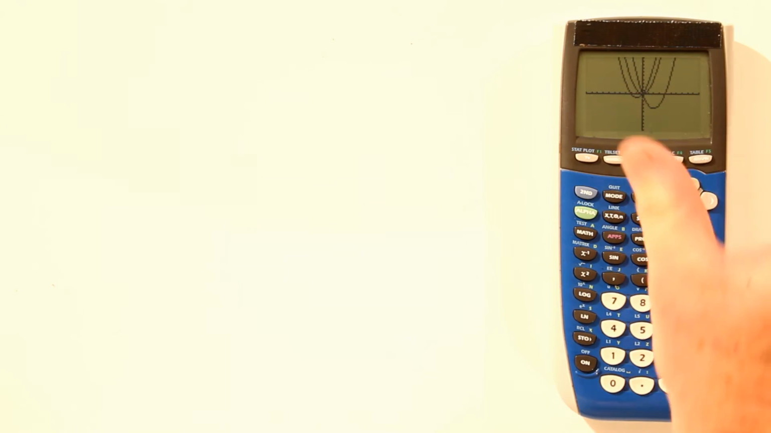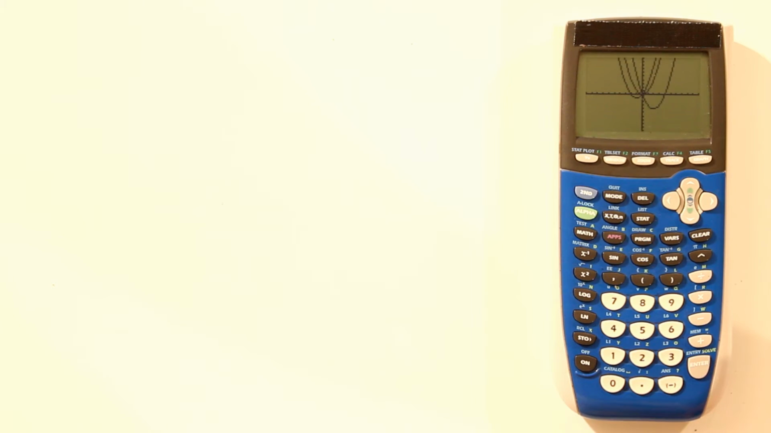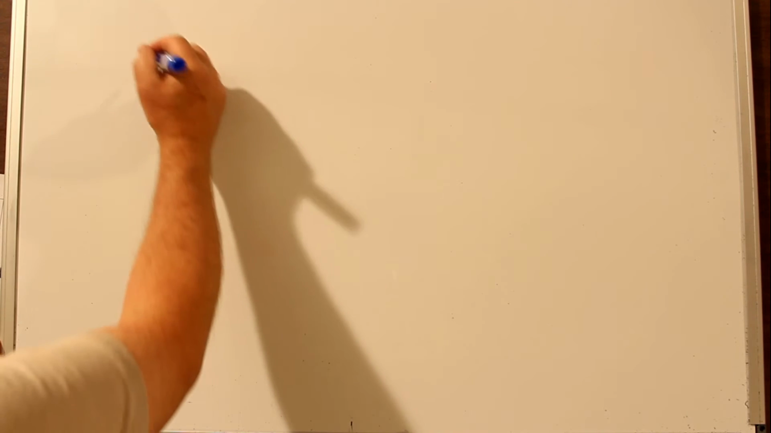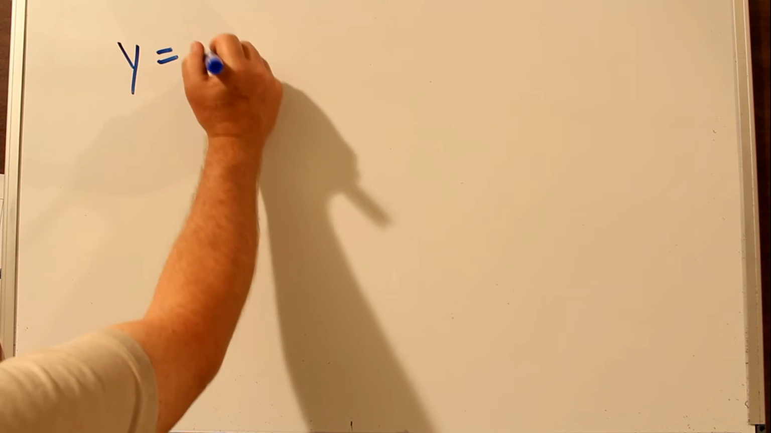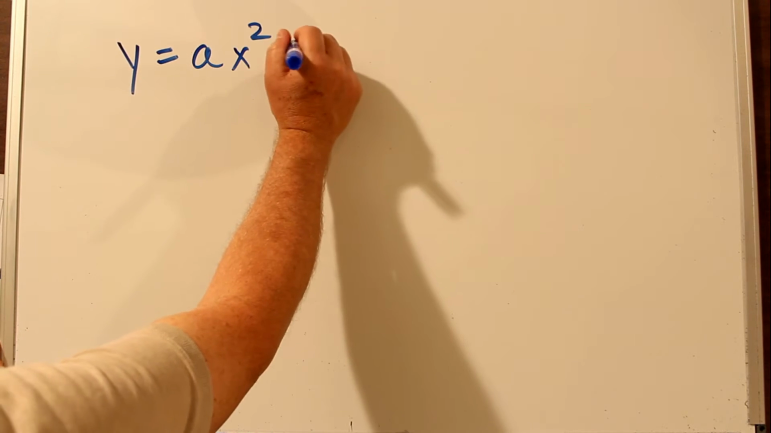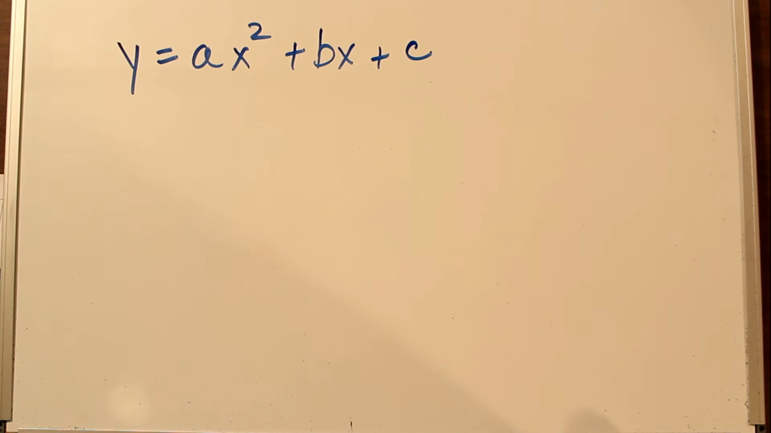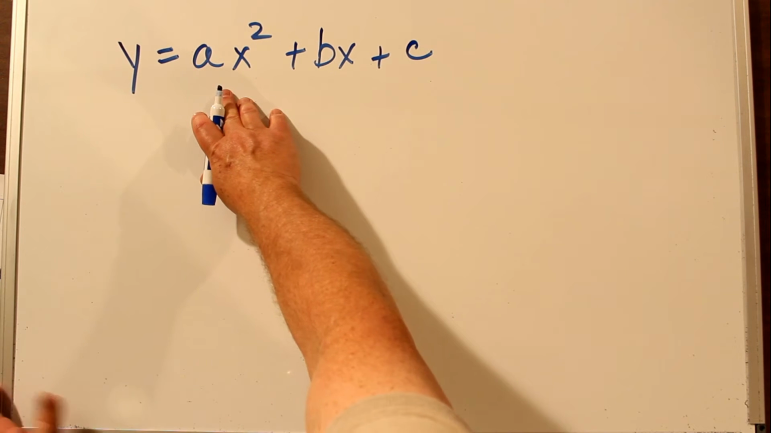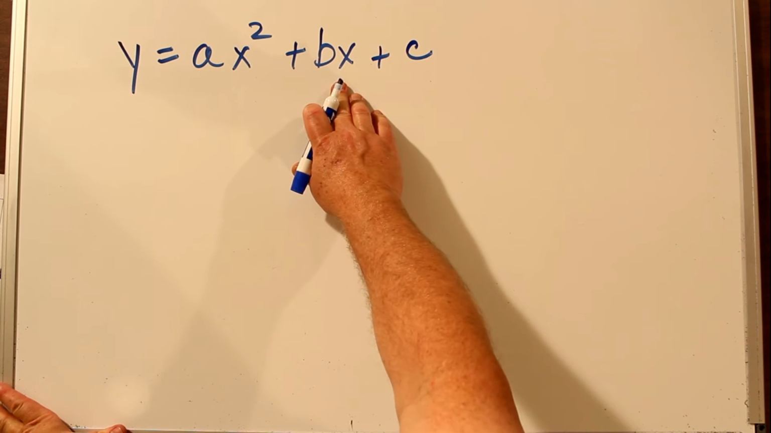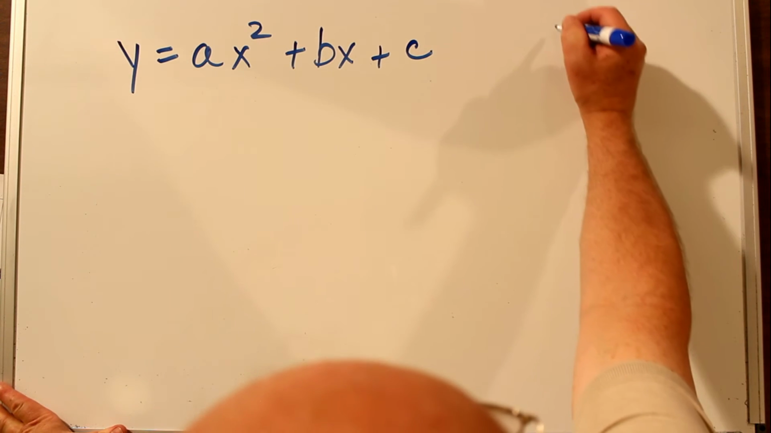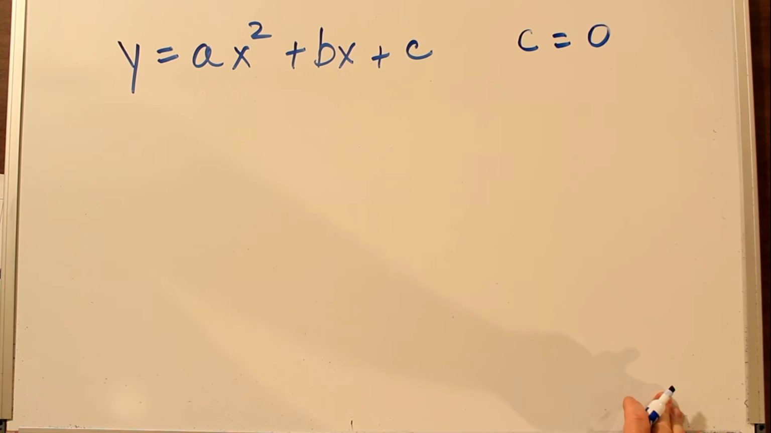But we do notice this double shift, and it's a little hard to see what's going on just from the graph. The generic formula for our parabolas is y equals ax squared plus bx plus c. And now we're looking at a parabola that has an x squared term and an x term, but no constant. So c equals 0 in the parabolas that we've been looking at in this video.